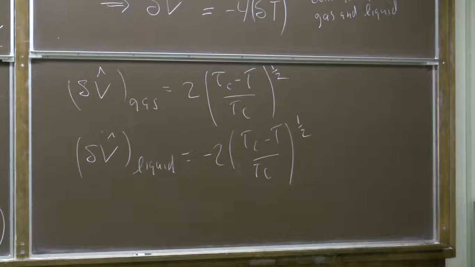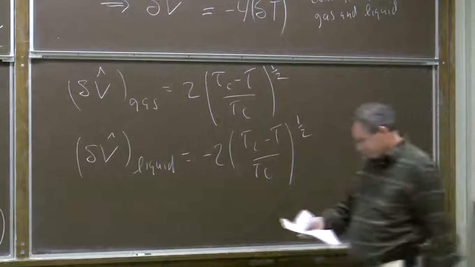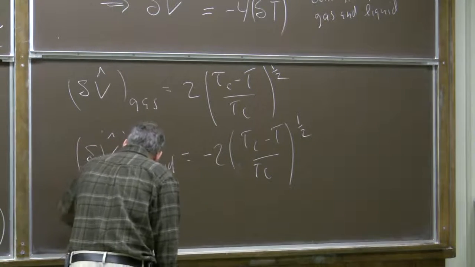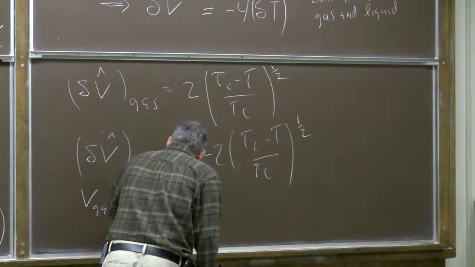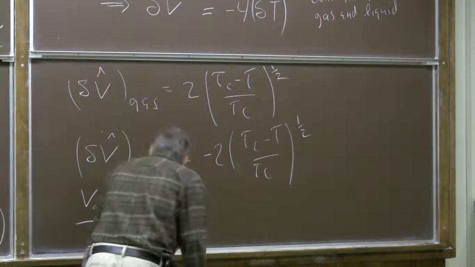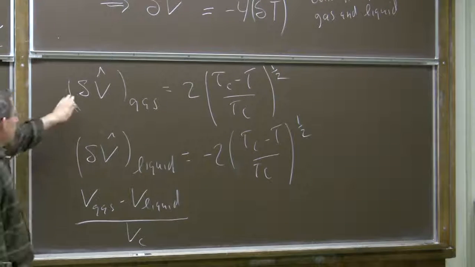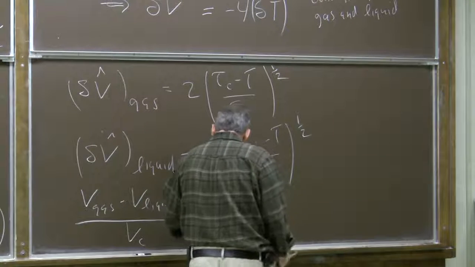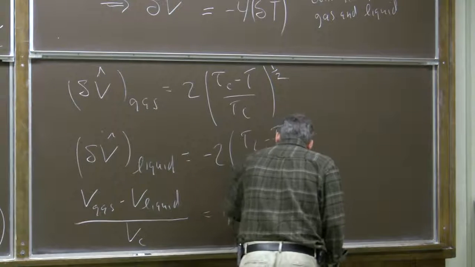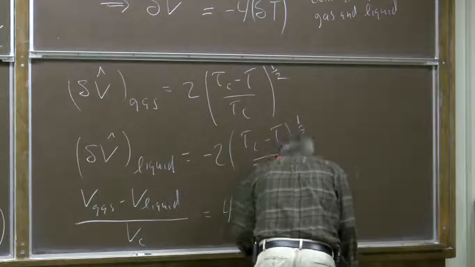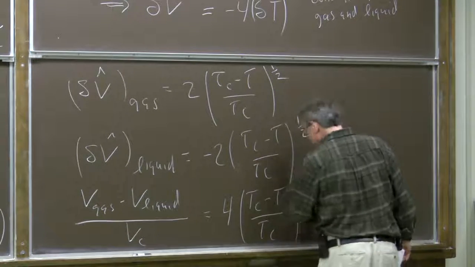So we've calculated the discontinuity between gas and liquid. The volume of the gas minus the volume of the liquid divided by the critical volume. That's just the difference between this and this. So it's equal to 4 tau critical minus tau over tau critical to the 1/2.